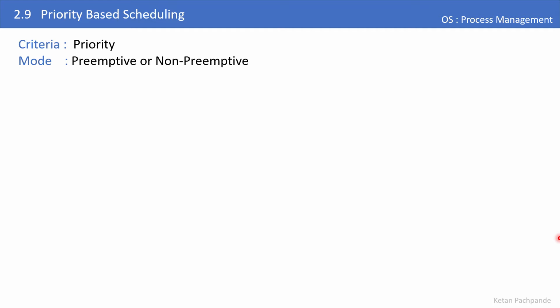So whenever a process is created, operating system assigns a number, we can call it a priority number also, to every process. Now with this priority, OS decides whichever process has higher priority will be given the chance to execute the instructions in CPU. This algorithm can be implemented in both modes, preemptive as well as non-preemptive.